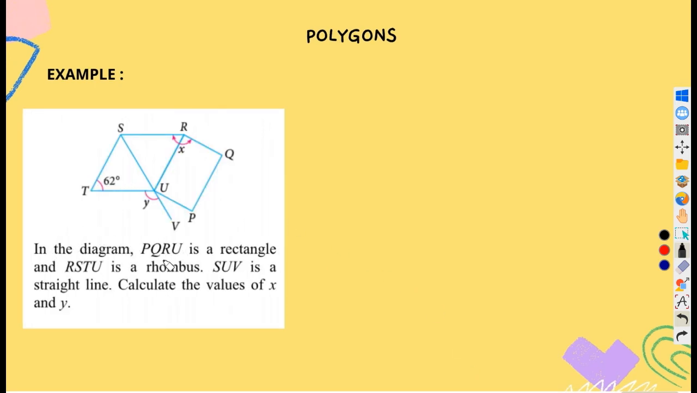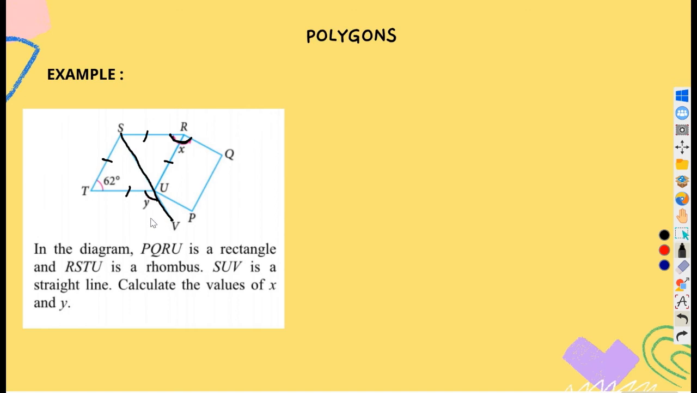In the diagram, PQRU is a rectangle and RSTU is a rhombus. So you can see this one, RSTU is the rhombus. In a rhombus, all lengths are the same. SUV is a straight line. Calculate the values of X and Y. So we want to find X here and Y here.